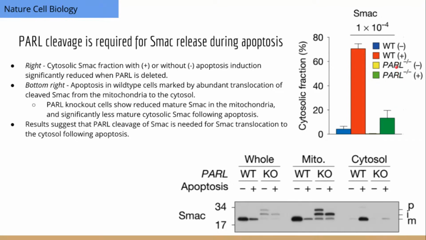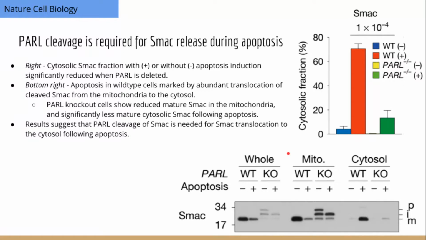Then we see the PARL knockout conditions. When PARL is missing in the yellow condition, which you can't even see the bar, when PARL is missing and there's no apoptosis, there's no Smac in the cytosol. That's not too surprising. What is surprising about this figure is the green bar. In the green, we see induction of apoptosis in PARL mutant cells, and there's almost no Smac in the cytosol. So Smac is not getting released from the mitochondria when PARL is missing.